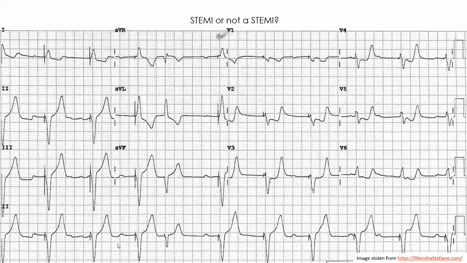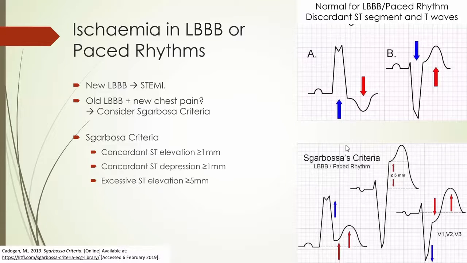And as we discussed in the first lecture, when you have wide complexes, you expect to have ST segment and T wave changes. So how do you know if this is related to ischemia or not? It's quite difficult to interpret. So how do you interpret the ECG in a patient who has chest pain if they've got a pacemaker? Let's be clear what we're talking about here. We're talking about a patient with chest pain who has a left bundle branch block or a ventricular paced rhythm.